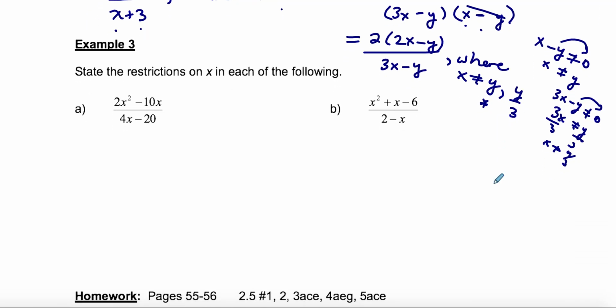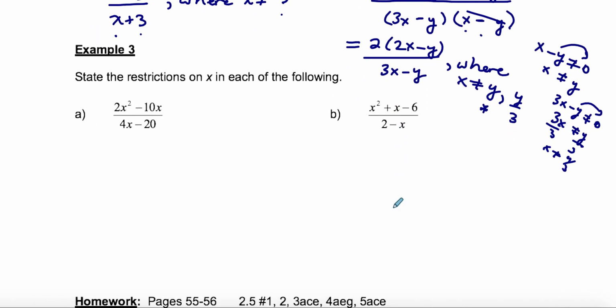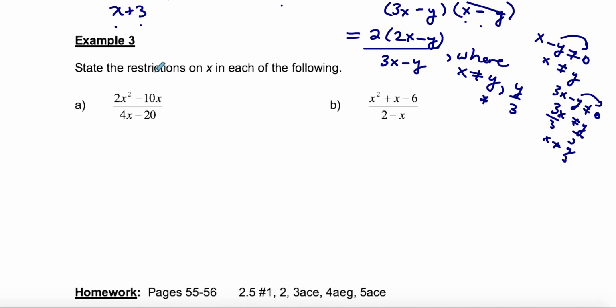Okay, last question here, because I know that's been a lot. It's a lot of factoring and it's a lot of new things to think about. Example 3, state the restrictions. So that's all it's asking for. It's stating the restrictions. It's not asking you to simplify. It doesn't really want you to simplify.